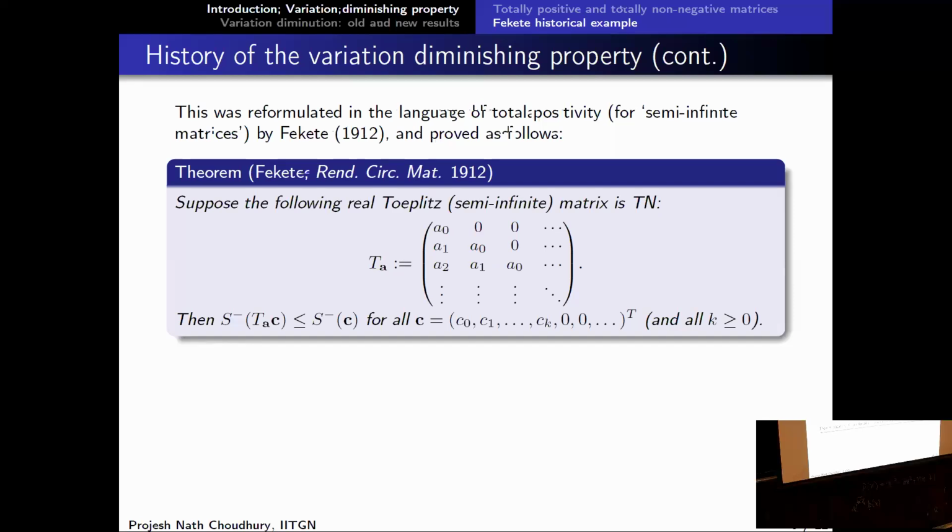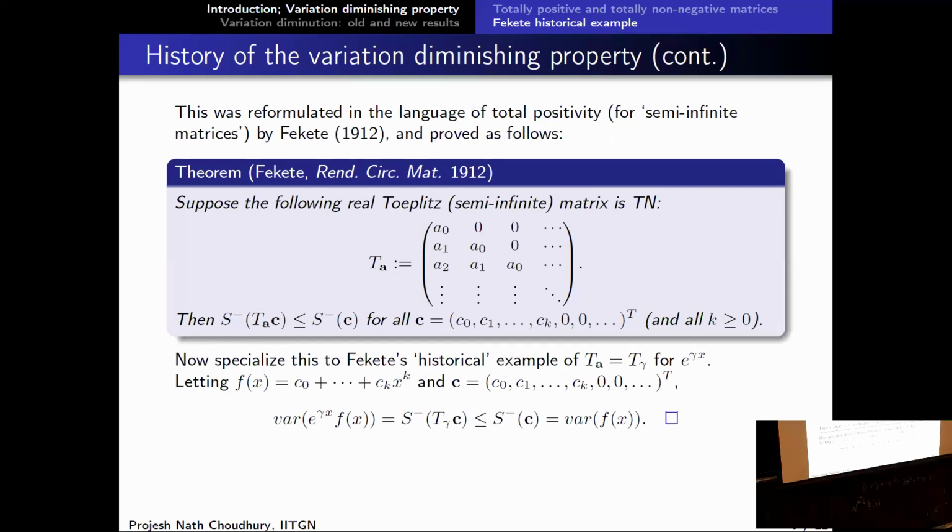Now specialize this T of A to T of gamma, where gamma is coming from this Fekete example. If we take any polynomial and construct a vector using its coefficients, then the variation of this function is nothing but the number of sign changes in this vector. And by this result, that is less than or equal to the number of sign changes in this vector C, which is nothing but the variation of this polynomial.